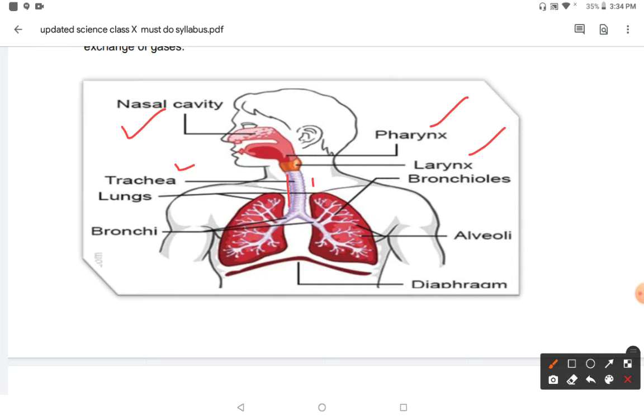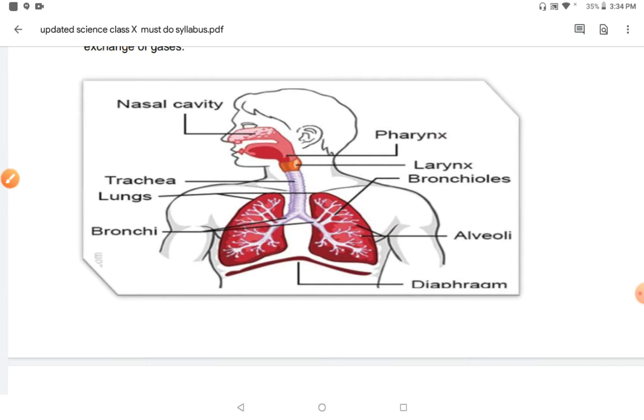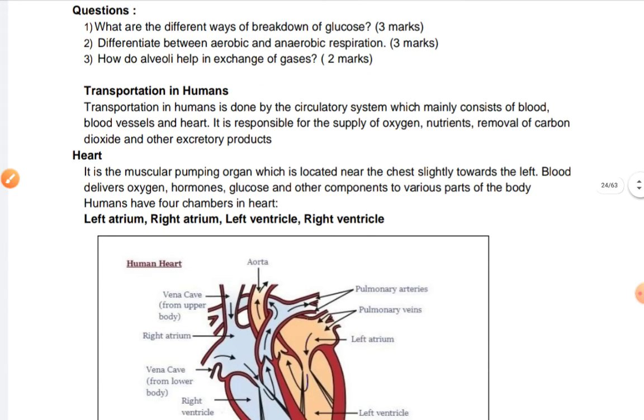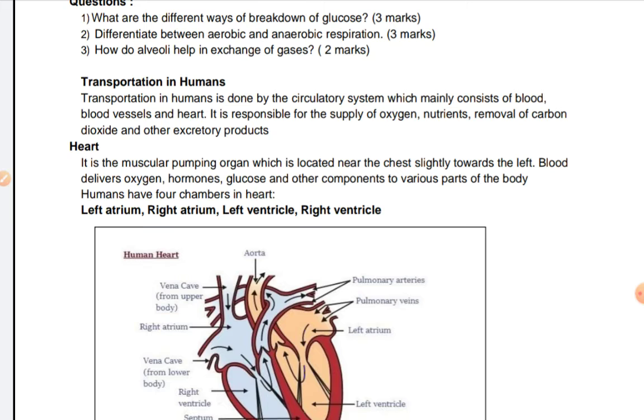Lungs: these are the 2 lungs, and this is the bronchus, and these are the bronchioles, further divided into this, and alveoli are the balloon-like structures where the oxygen is filled. When the diaphragm contracts during inhalation, it moves downward, and when we relax it moves up. So the diaphragm helps in inhaling and exhaling, which helps in the process of respiration. So this is about respiration, and there are a few questions on respiration that you can do.